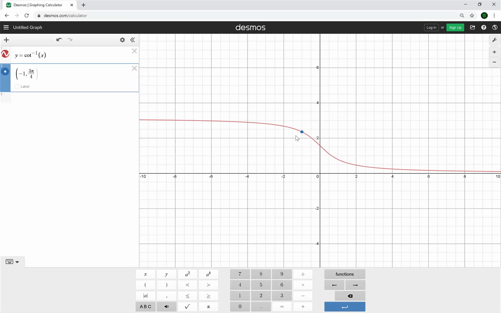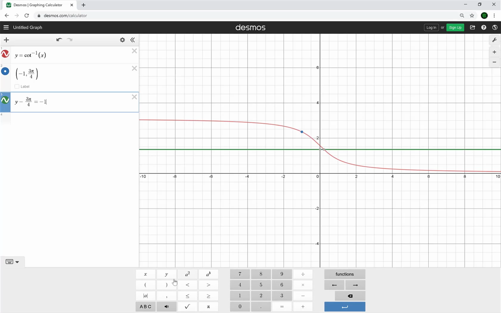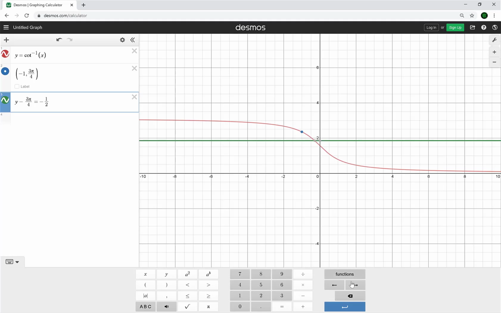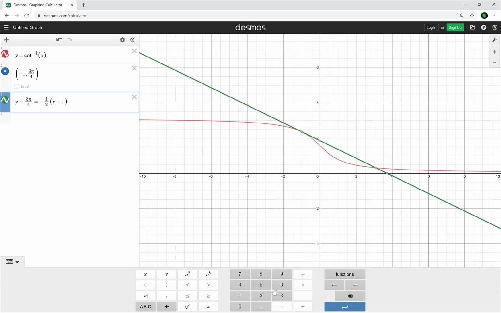Boom, there it is, -1, comma 3 pi over 4. And let's go ahead and look at that tangent line. Let's see if we graphed it right. Y minus 3 pi over 4 equals -½, move to the right, x minus, nope, x plus. Yep, that definitely 100% looks like a tangent line.